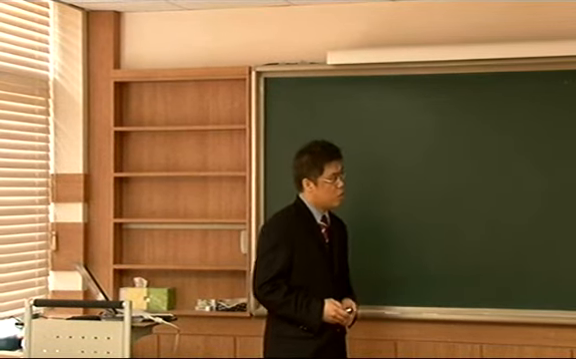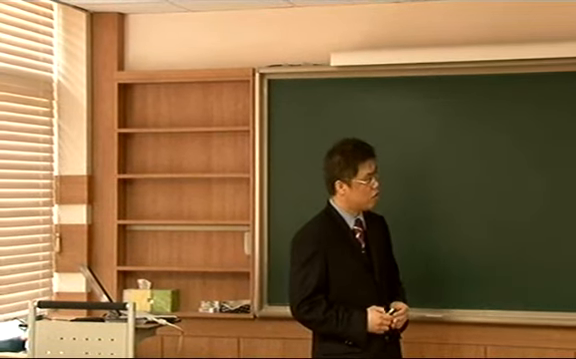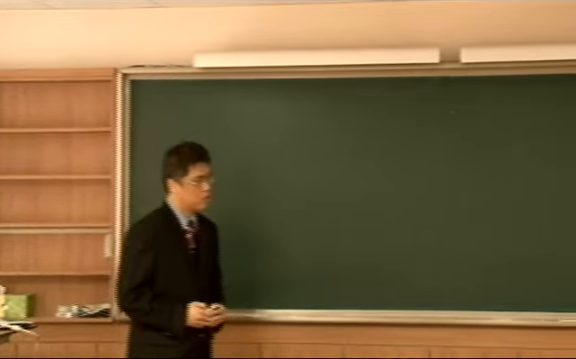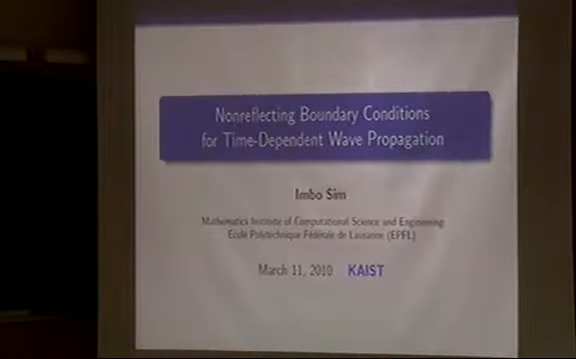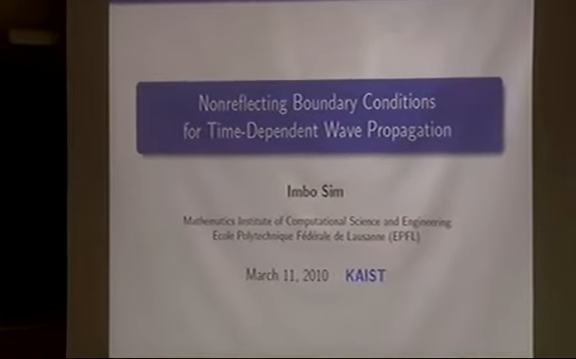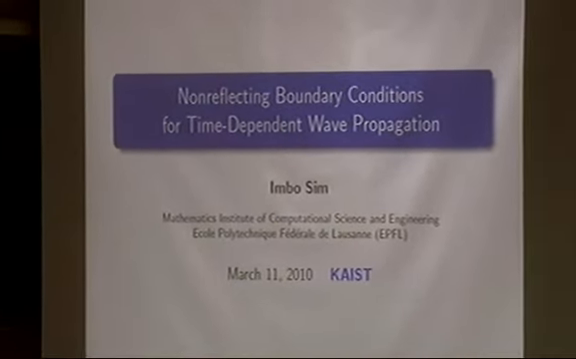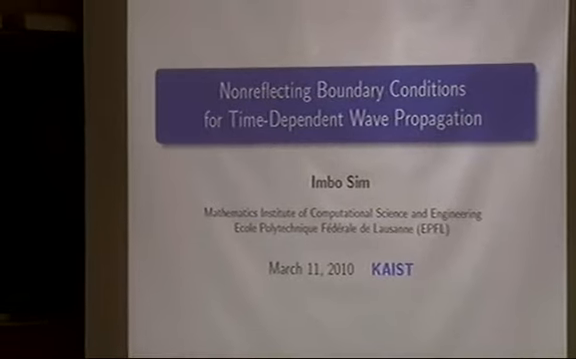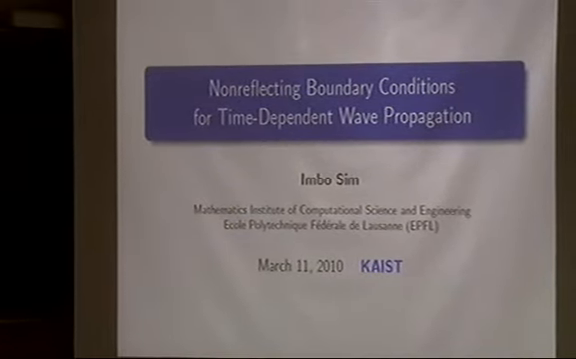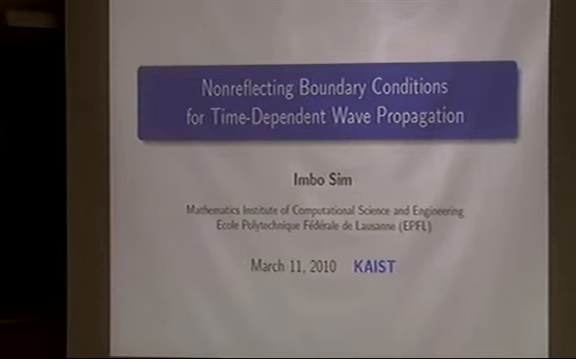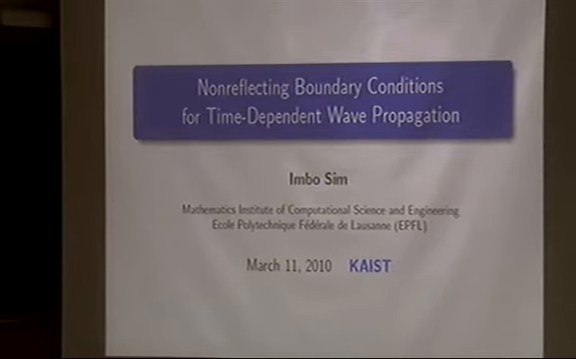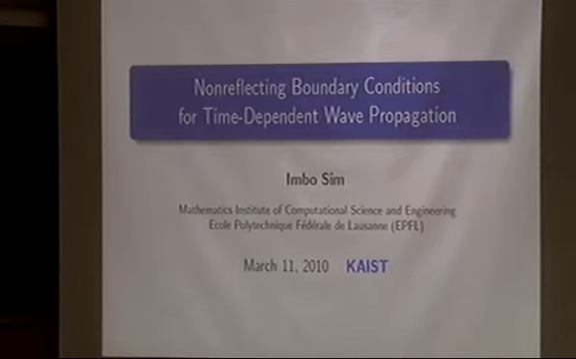So my research topic is now non-reflecting boundary conditions for time-dependent wave propagation. I studied wave propagation during my master's and my PhD, and now I still study in this area. I'm now in a new institute, the Mathematics Institute of Computational Science and Engineering, which is an interdisciplinary department in EPFL.